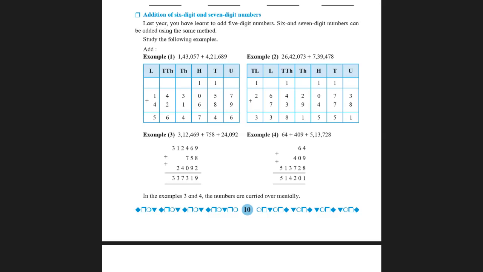So that's 24,092. Once you have put the numbers correctly according to the place values, then there is no difficulty to add them up. Okay. So please remember to do it like this. Now look at example number 4, 64 plus 409 plus 5,13,728. So always remember, put the numbers starting from the right hand side, that is from the units place, and then come on to the higher place values so that you don't make a mistake.